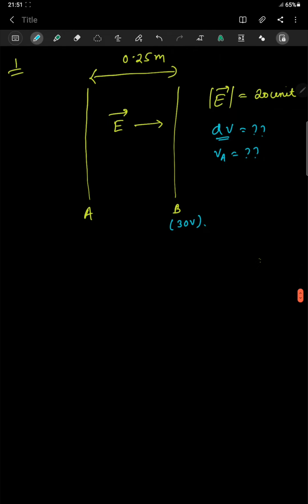So first let us find out dV. We know dV is equal to E dr. So E is how much? 20 units. And the distance between the two plates is 0.25. Okay, so what will be your dV? It will come out to be 5 volt.